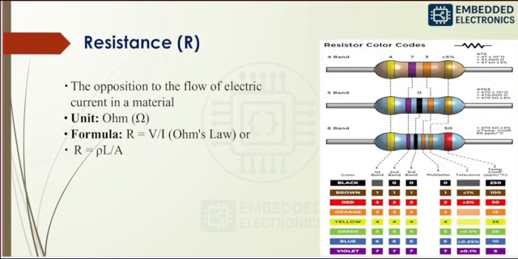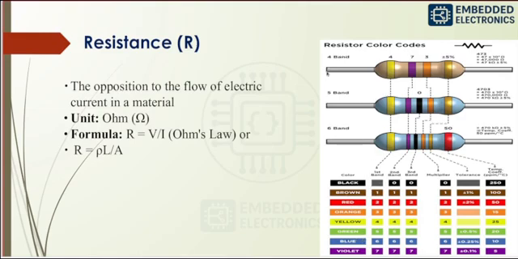Next is the resistance. Resistance is nothing but the opposition to the flow of current. The unit of resistance is the ohm, represented using this symbol. The formula of R is V by I from Ohm's law, and rho L by A. To find the value of a resistor, we need to follow the color code. There is a code for each color, okay? Black has 0, brown 1, red 2, like that.